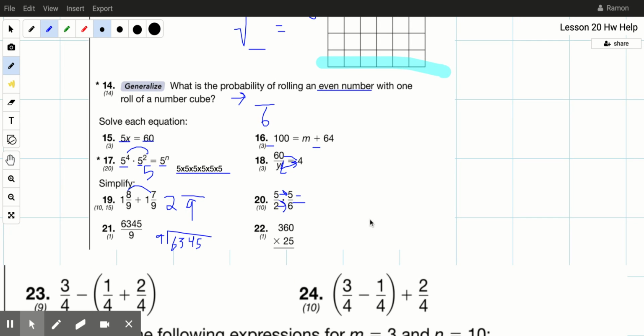For 22, you could do this a couple ways. We could use our box, which is how I'm going to set it up since we're very familiar with the standard algorithm.